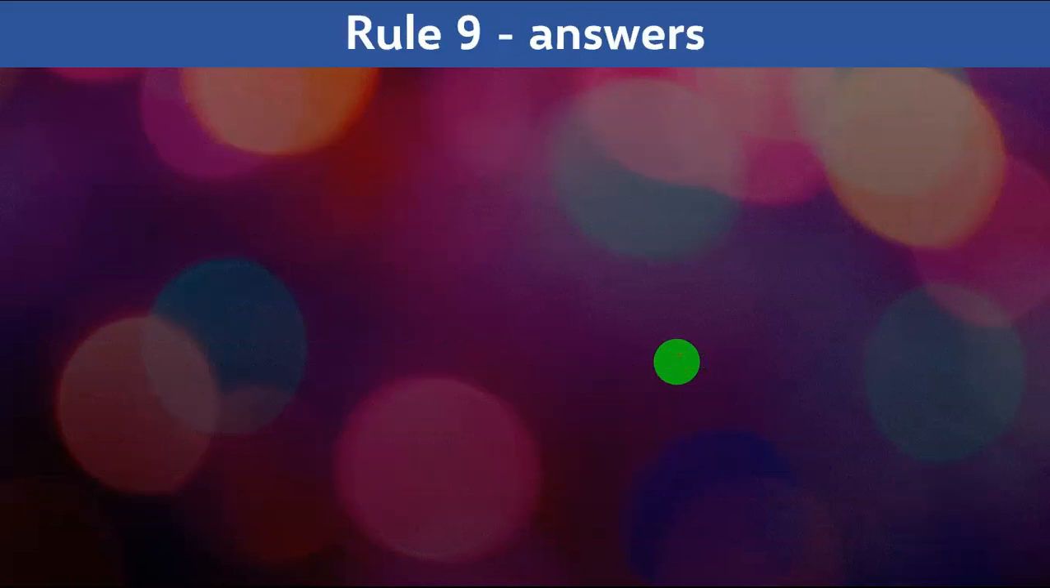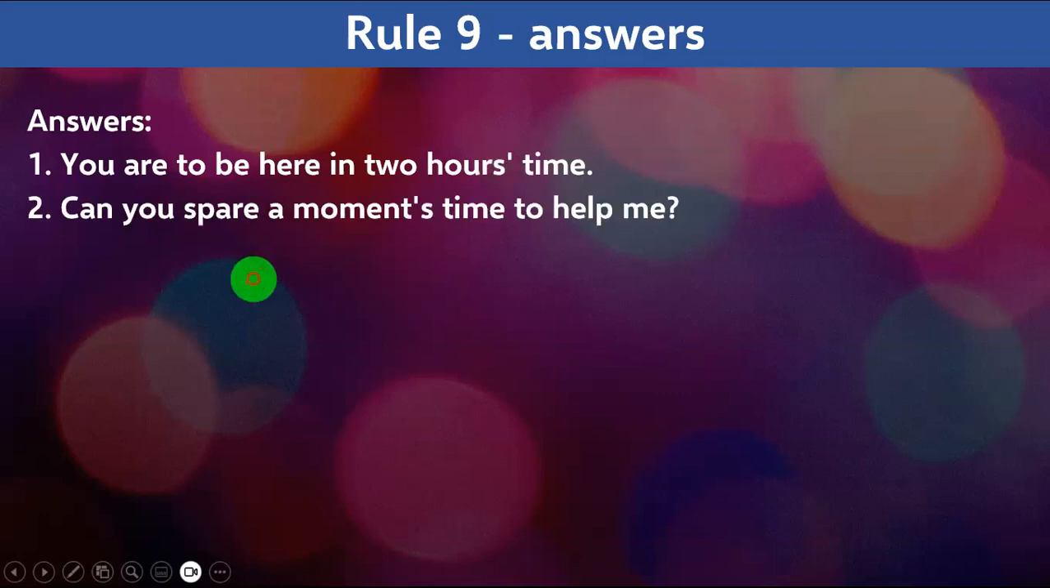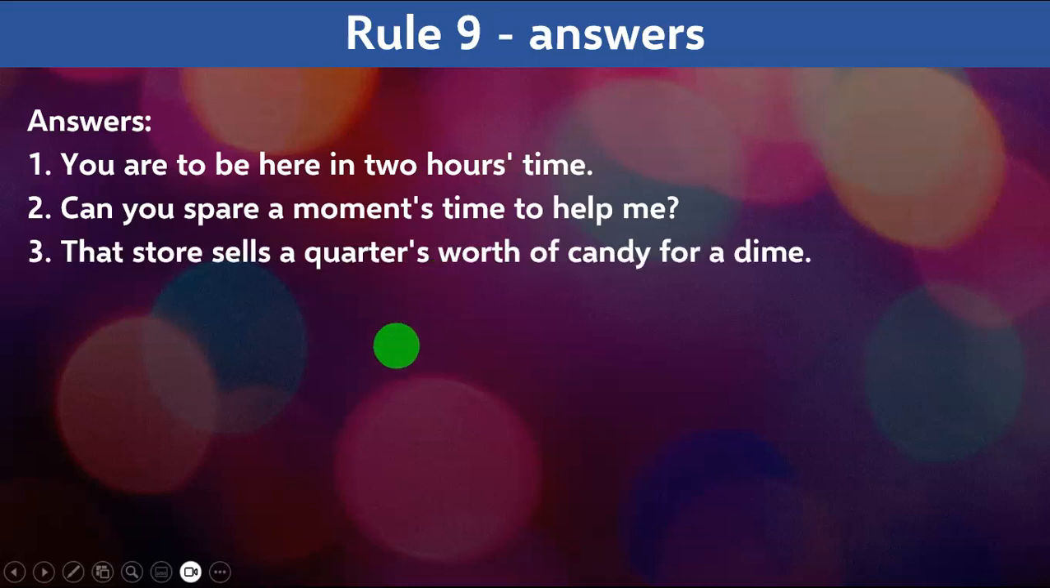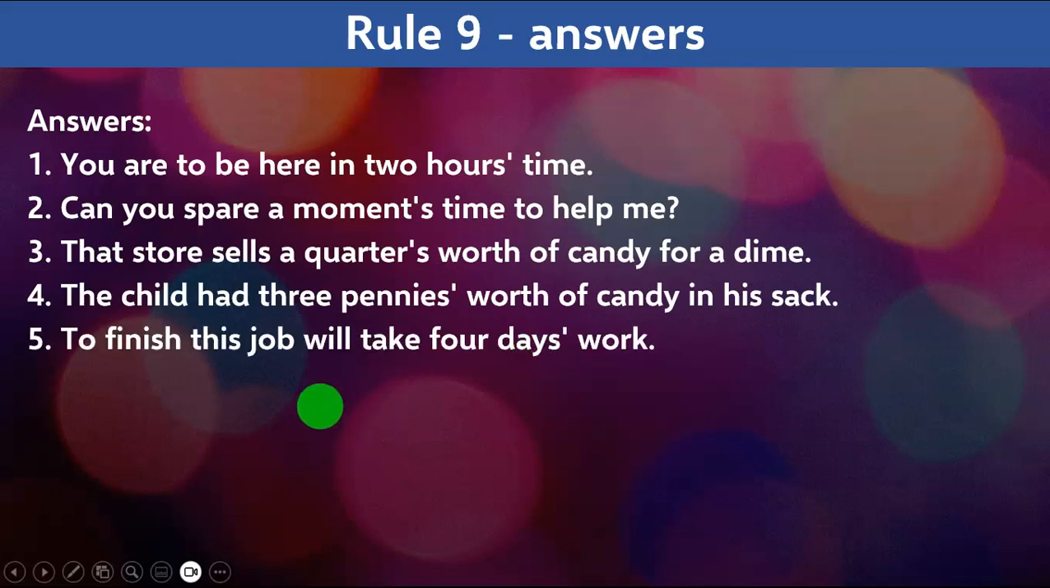Okay, let us look at the answers. Number 1, you are to be here in 2 hours' time. Hours, apostrophe. Number 2, can you spare a moment's time to help me? Number 3, that store sells a quarter's worth of candy for a dime. Number 4, the child had 3 pennies' worth of candy in his sack. Number 5, to finish this job will take 4 days' work. So these are the answers to rule number 9.